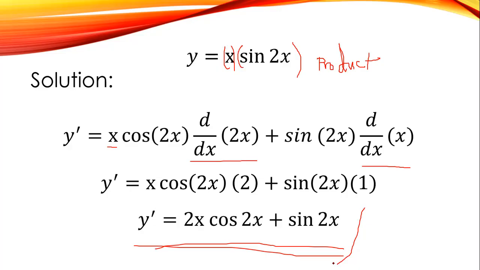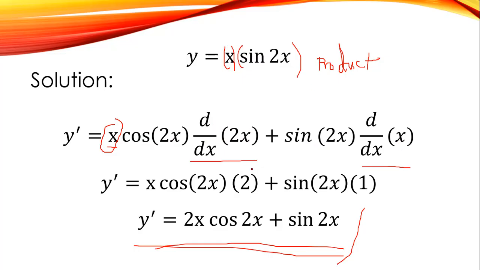So here, we have x, we copied the x, and then the derivative of sine 2x is equal to cosine 2x. But when we are solving for the derivative of a trigonometric function, we still need to solve for the derivative of this 2x, the angle. So we have to solve for the derivative of 2x. Plus, copy the second, sine 2x, multiplied by the derivative of the first, which is the derivative of x.